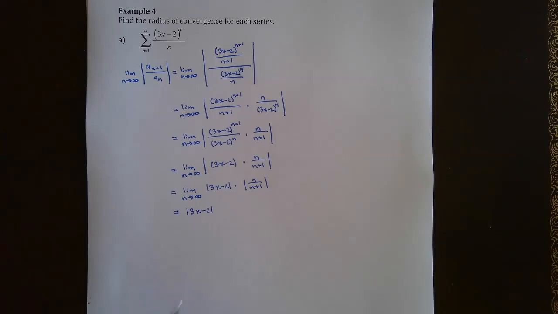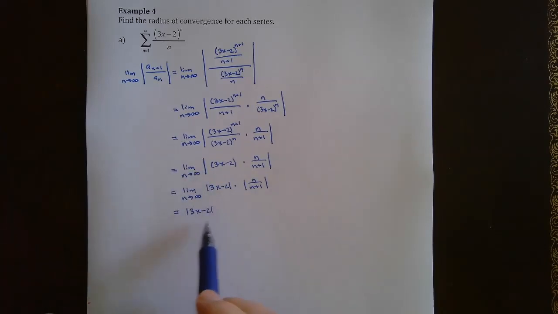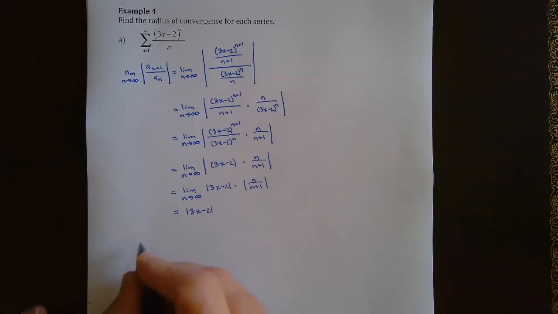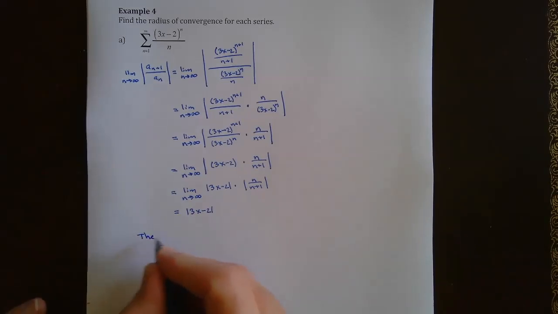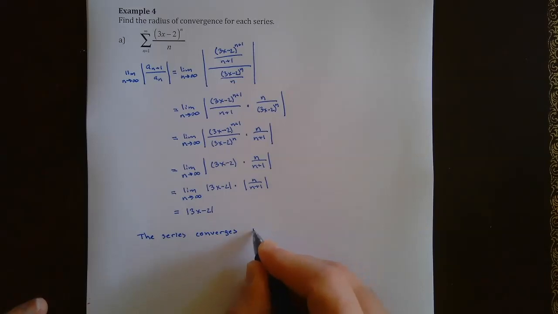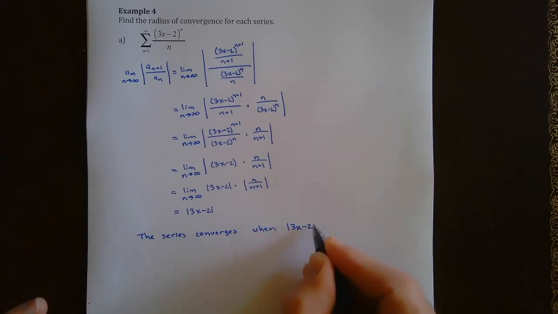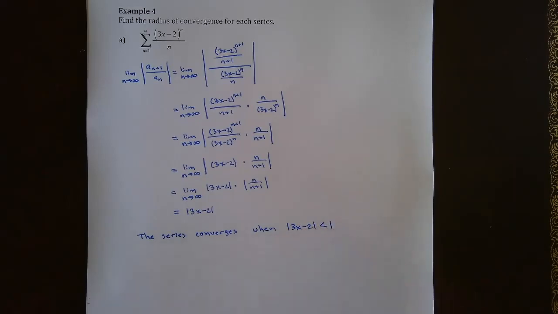So what we know is that this is going to converge, but it's based on what this is, and we know it's going to converge when this is less than 1. So I'm going to write here: the series converges when the absolute value of 3x minus 2 is less than 1. So it has to meet that condition for it to converge.